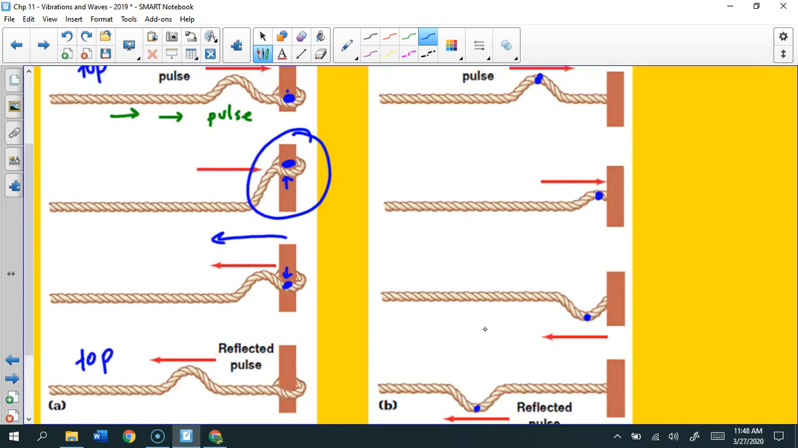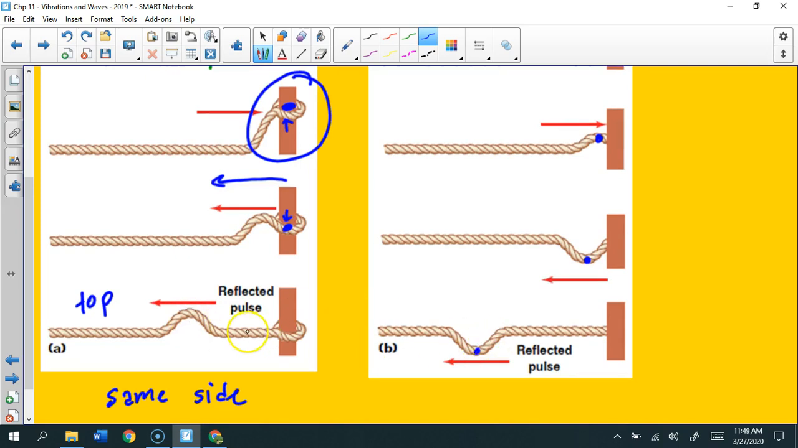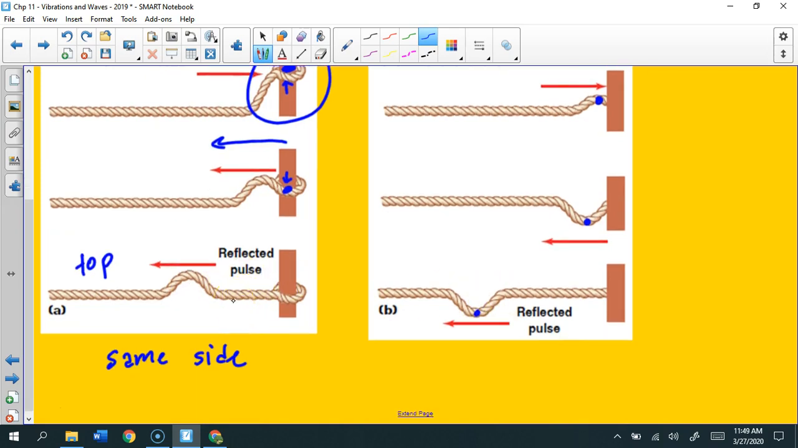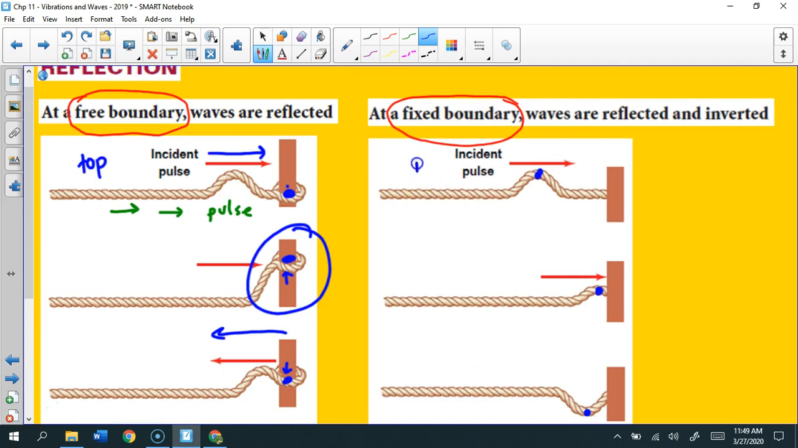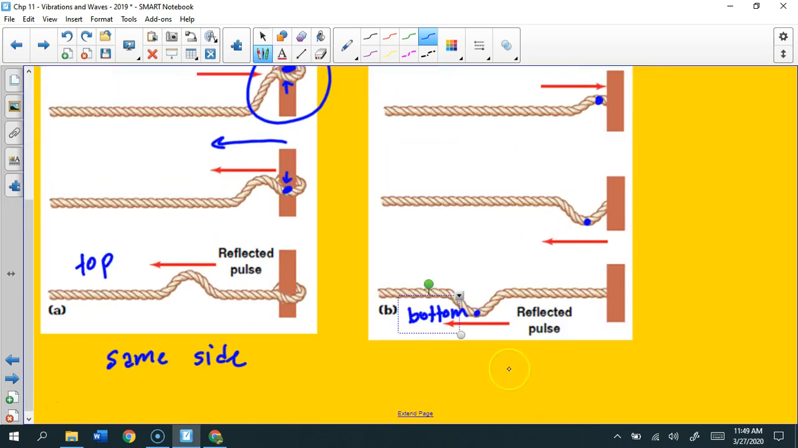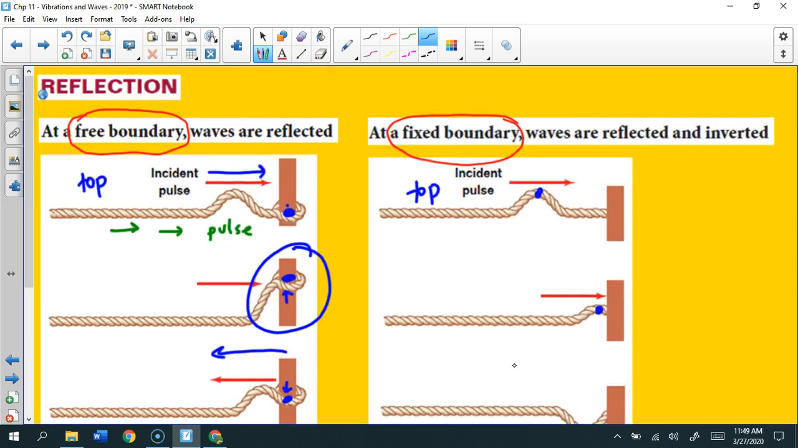But what do you notice is so different now about how it moves back from before? Look at it carefully. What you'll notice is now it's actually on the bottom. It started on the top right here, but now it's been reflected to the bottom. So what's so different about it is now it's on the opposite side. That's the difference between a free boundary and a fixed boundary. The word that is used is inverted. When you go from the top side to the bottom side, we say that the wave was inverted.